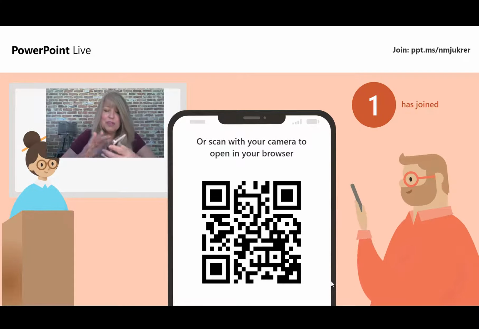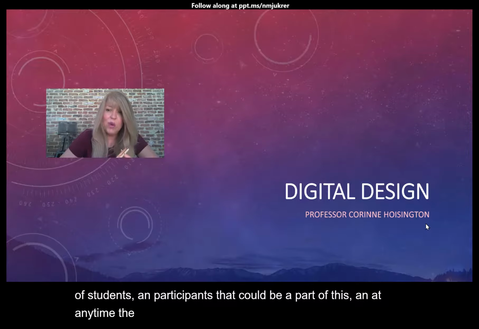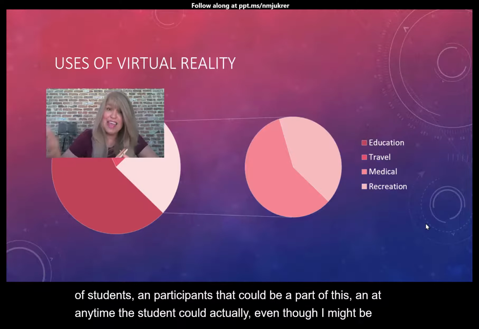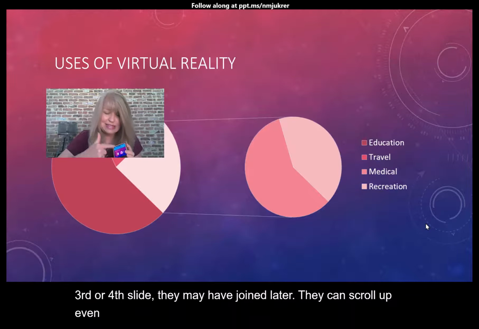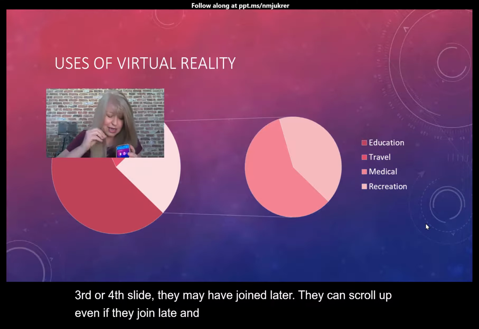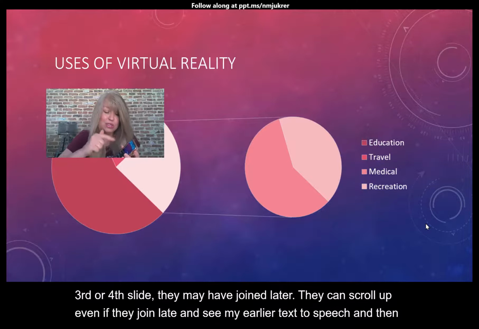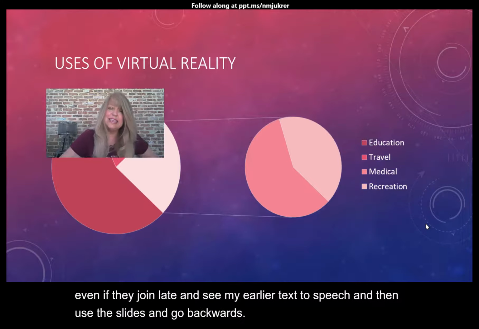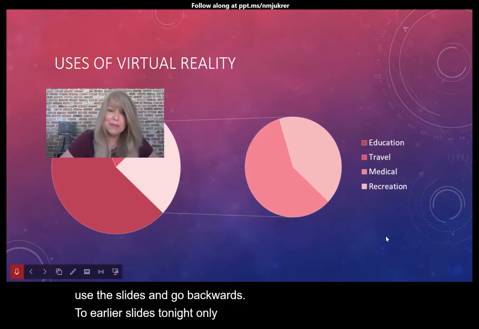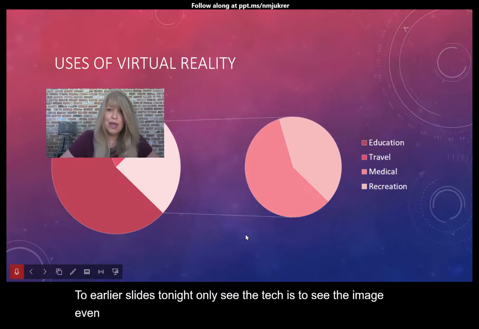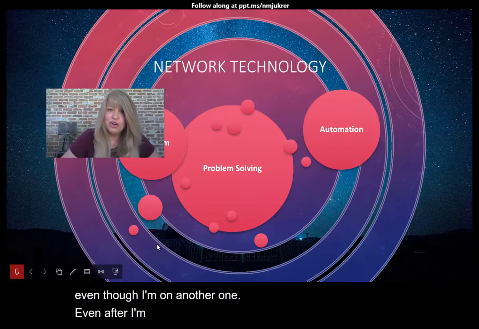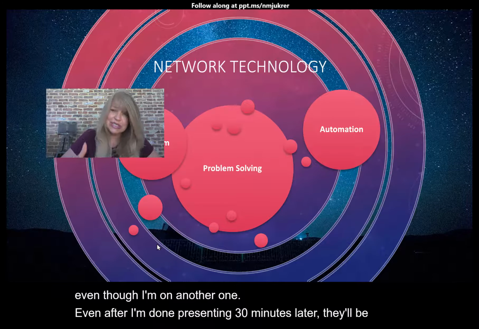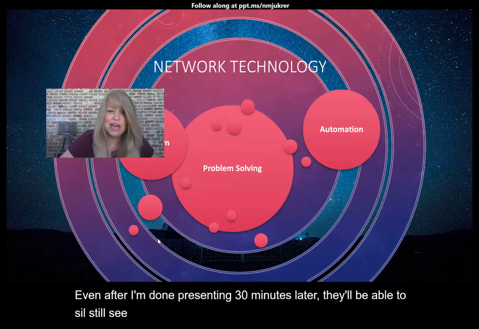And at any time, the student could actually, even though I might be on the third or fourth slide, they may have joined later. They can scroll up, even if they join late, and see my earlier text to speech, and then use the slides and go backwards to earlier slides to not only see the text, but to see the image, even though I'm on another one. Even after I'm done presenting, 30 minutes later, they'll be able to still see these slides on their device.